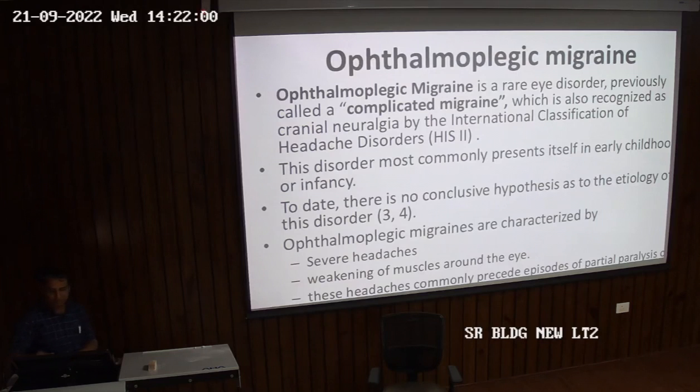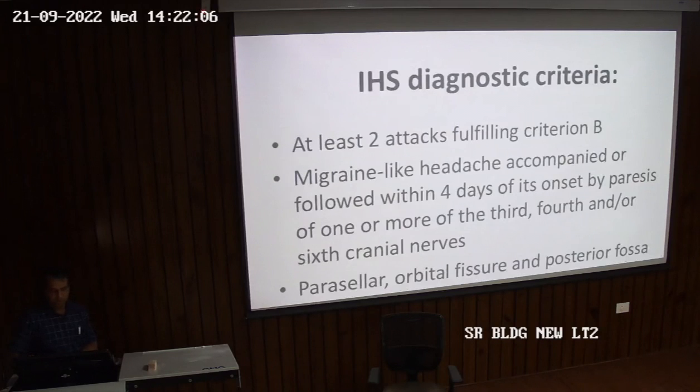these headaches commonly precede an episode of partial paralysis of the third, fourth, or sixth cranial nerve. At least 2 attacks fulfilling the criteria, and migraine-like headache is accompanied or followed within 4 days of its onset by paralysis of one or more of the third, fourth, or sixth cranial nerves.